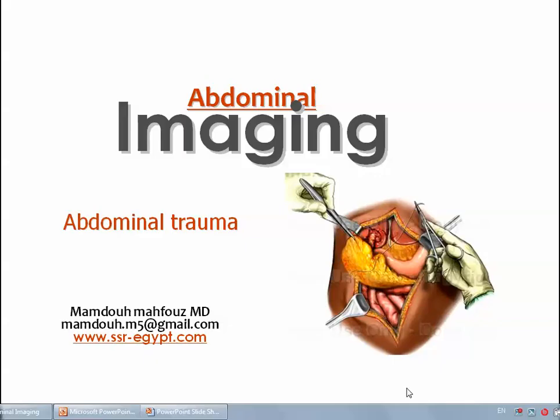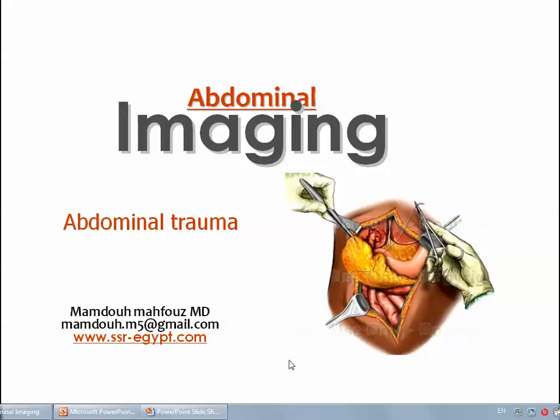Dear colleagues, this is the second lecture in the series of abdominal imaging, and it will deal with the imaging of abdominal trauma. And as you all know, this lecture will deal only with blunt abdominal trauma, and the penetrating injuries are not included here, since most of these injuries are usually handled urgently by surgery, and usually there is no time for imaging in most of the cases.